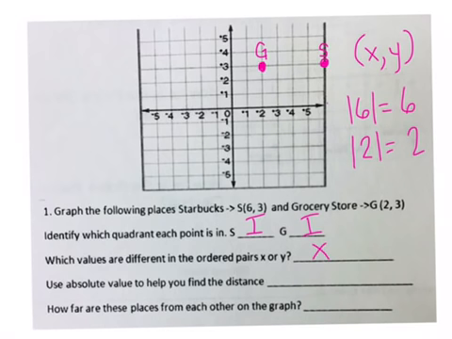And we're going to do something with these numbers. So I can either add these or subtract these. Well, if I look up here at the graph, I can see that if I add them, 6 plus 2 is 8, and this is not 8 spaces away. But if I subtract them, 6 minus 2 is 4. 1, 2, 3, 4. So that sounds correct. So I'm going to put 6 minus 2. And for our last question, how far are these places from each other? They are 4 units away.